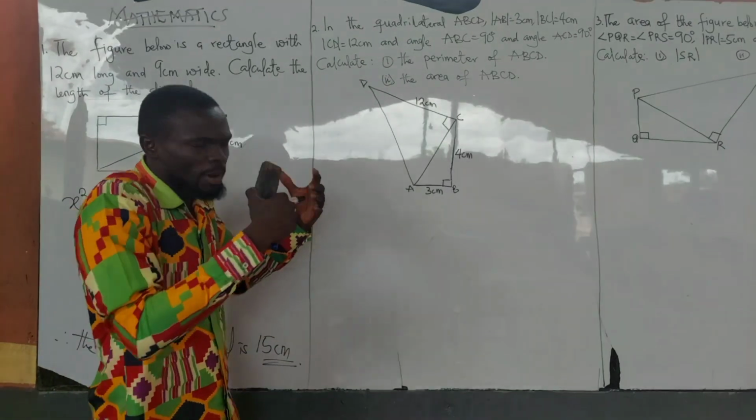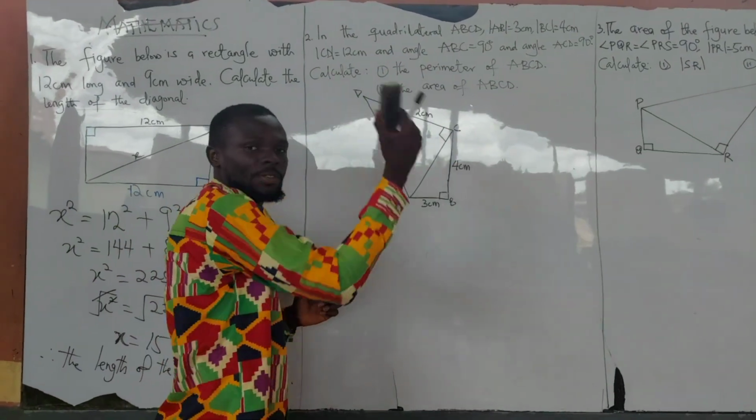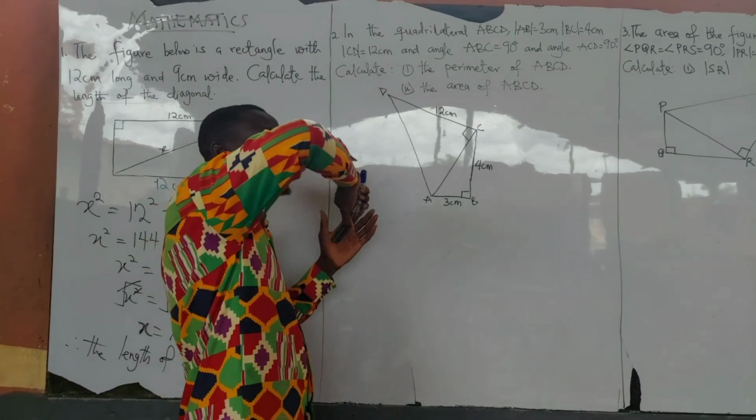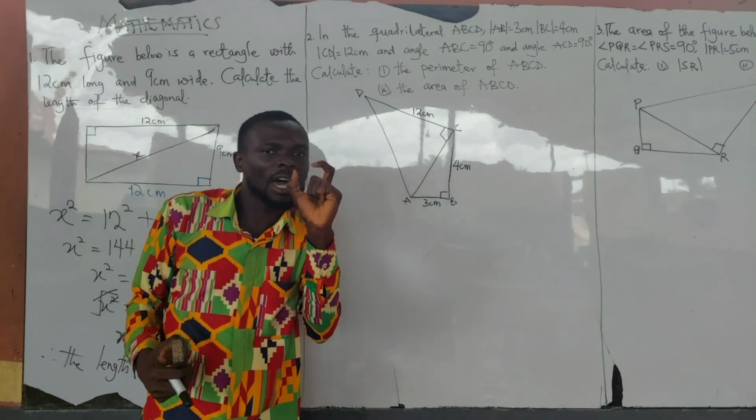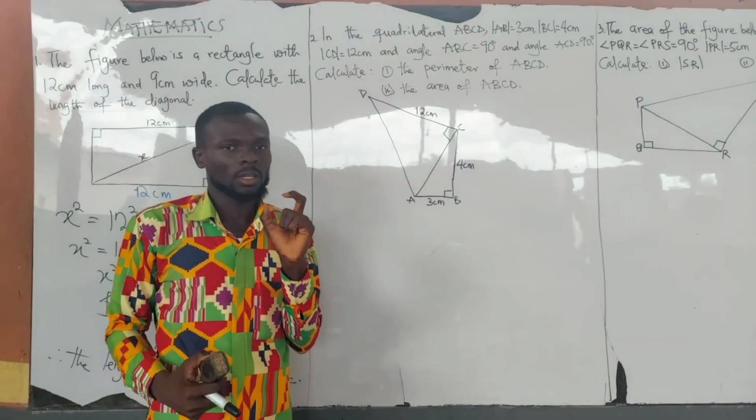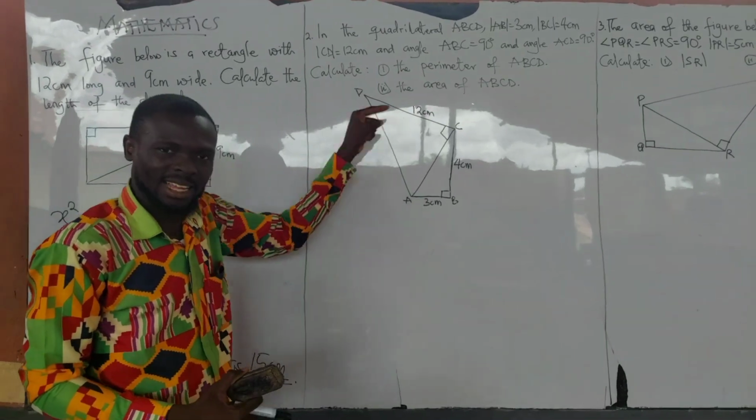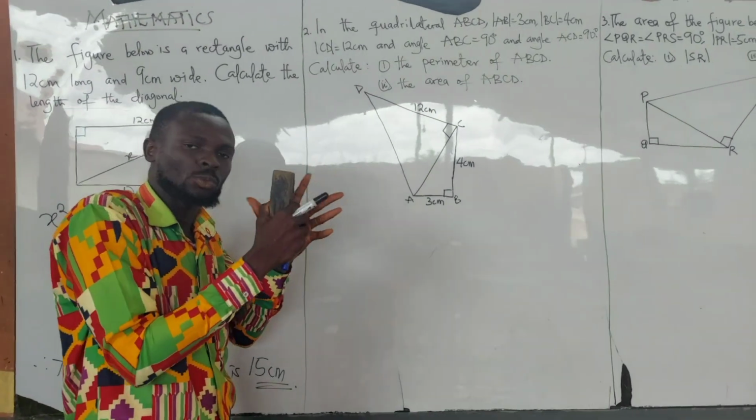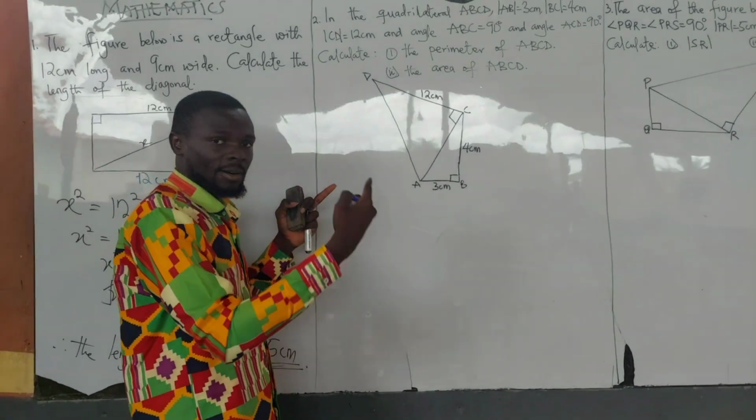Now, what is perimeter in the first place? Perimeter is the distance around the figure. So if I add all the distances around the figure, that gives me the perimeter of the figure. Good. So let's see if we have all the distances, then we add them together.